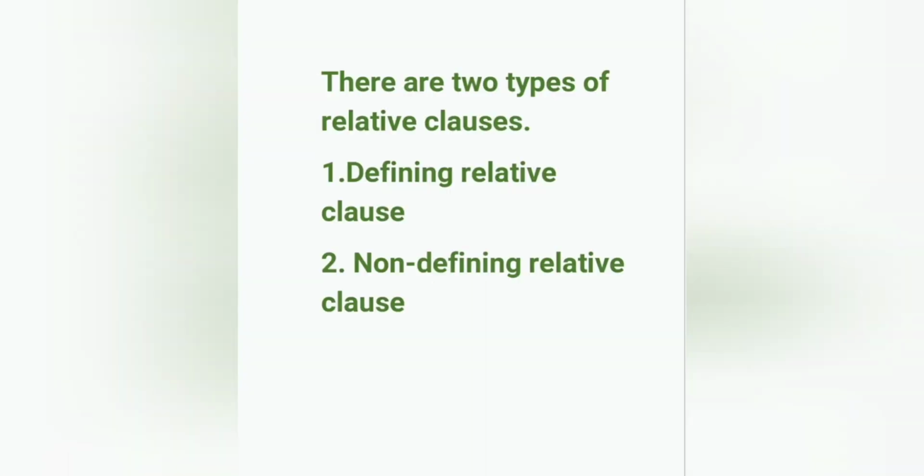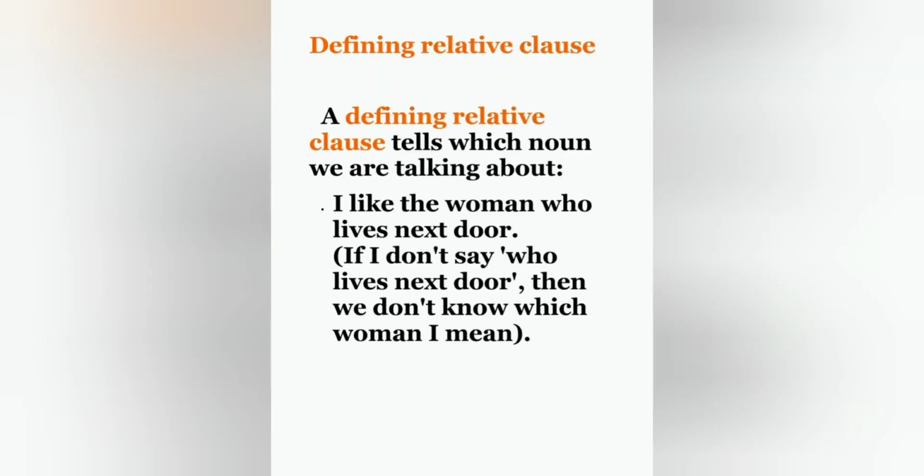There are two types of relative clauses. They are defining relative clauses and non-defining relative clauses. Let's see what is a defining relative clause. A defining relative clause tells which noun we are talking about. See the examples. I like the woman who lives next door. In this example, if I don't say who lives next door, then we don't know which woman I mean. So, that part is very important.